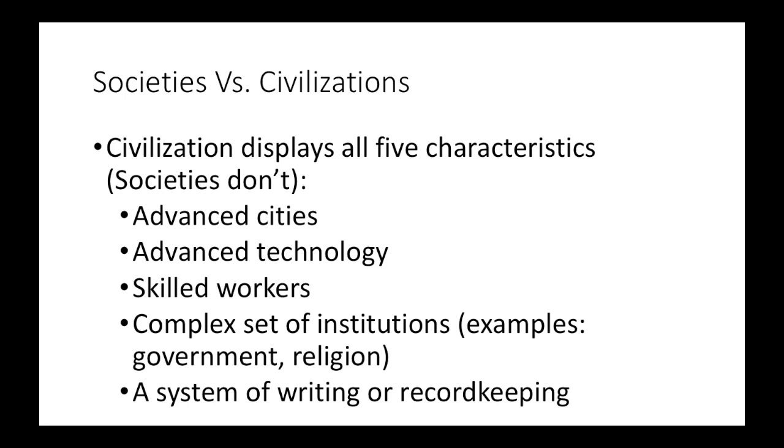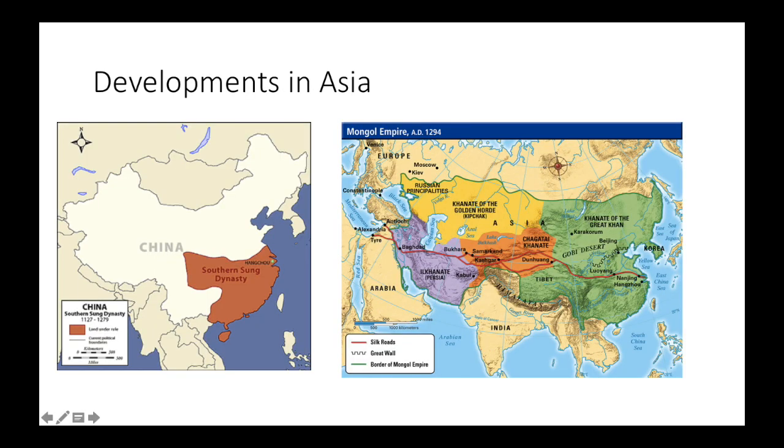Now that we're here, let's explain the difference between civilizations and societies. Civilizations usually have all these characteristics. Societies lack one or many. So developments in Asia will focus on the Song dynasty in China, which eventually gets conquered by the Mongols and becomes the Yuan dynasty. And then we'll talk about the Mongols.